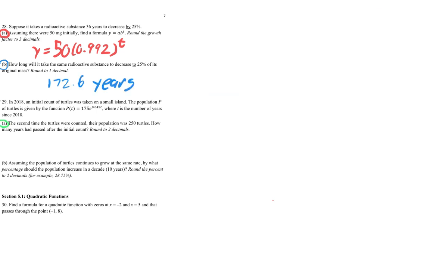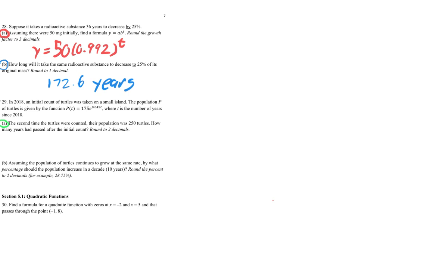Okay, looking at 29, in 2018, an initial count of turtles was taken on a small island. Population P of turtles is given by the function P of t is equal to 175 e to the power of 0.045 t, where t is the number of years since 2018. So looking at part A of 29, the second time the turtles were counted, their population was 250 turtles. How many years has passed after the initial count?